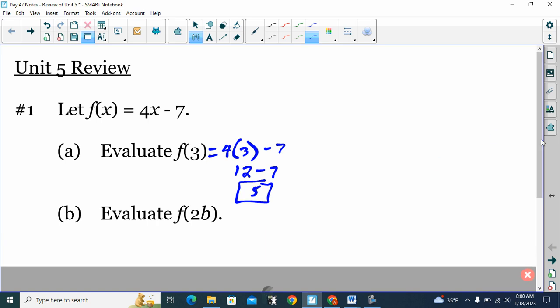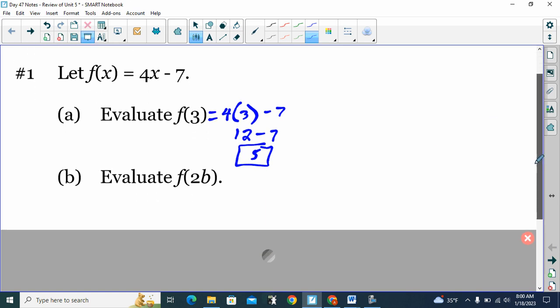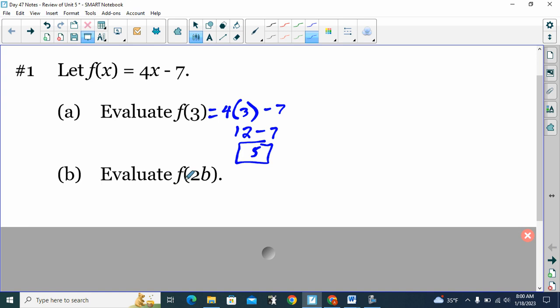Part B looks similar, but it's got a variable in there. It wants us to evaluate f of 2b. We do it exactly the same way. Instead of plugging 3 in, now I have an expression to plug in. I'm plugging 2b in for the x.